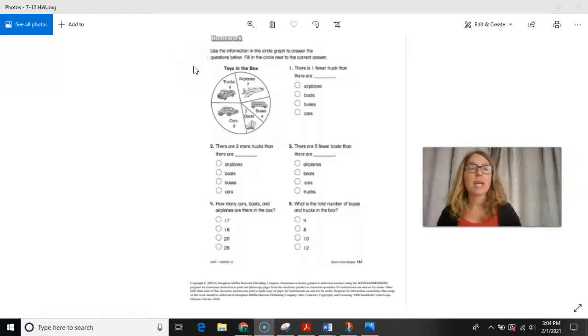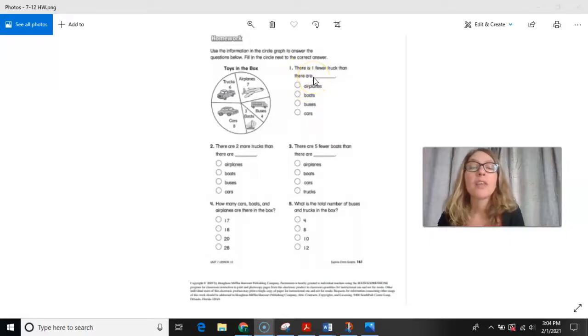So let's take a peek at the circle graph. Again, we're working on circle graphs, and it has a name. The name is Toys in the Box. And you can see we have 7 airplanes, 4 buses, 3 boats, 8 cars, and 6 trucks. A little bit hard for me to read this. It's kind of blurry, but bear with me. So we're going to answer the questions below.